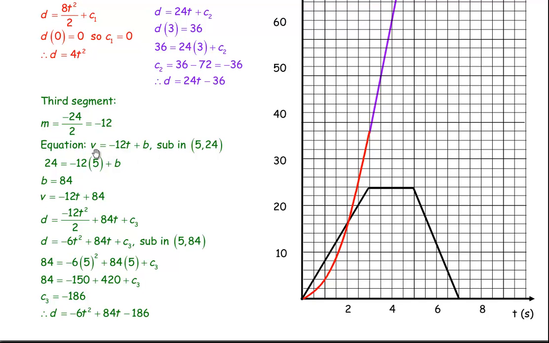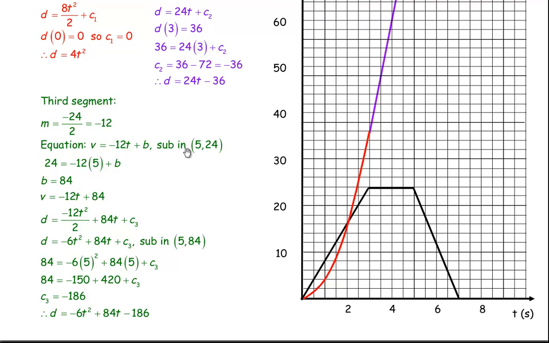So again, using y equals mx plus b, it would be v equals negative 12t plus b, and I need to find b. Well, you can tell that b is something up here, probably in like the 70-80 range, something like that. And so we could substitute a point in from here. So the 5, 24 point is a point in that. I could use other points, but that's the one I'm going to use.